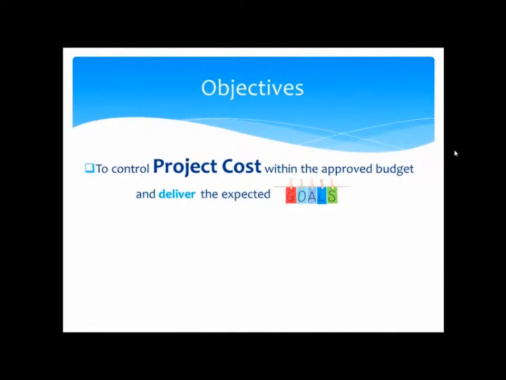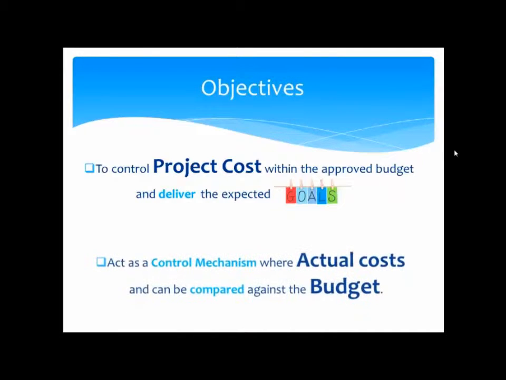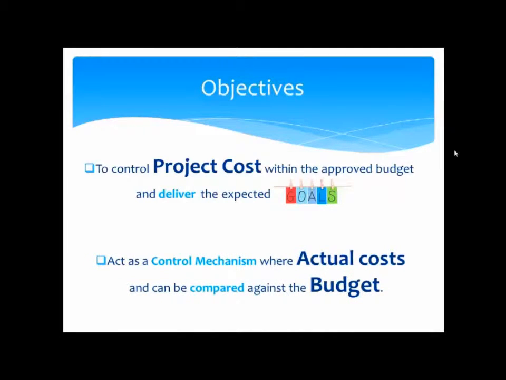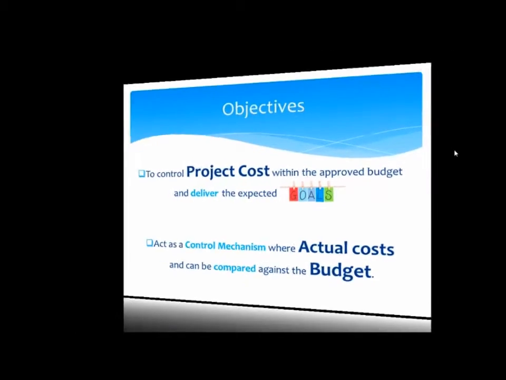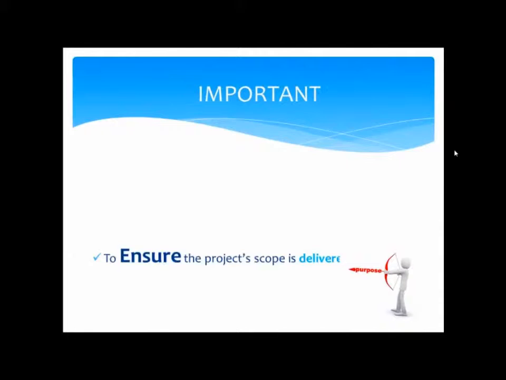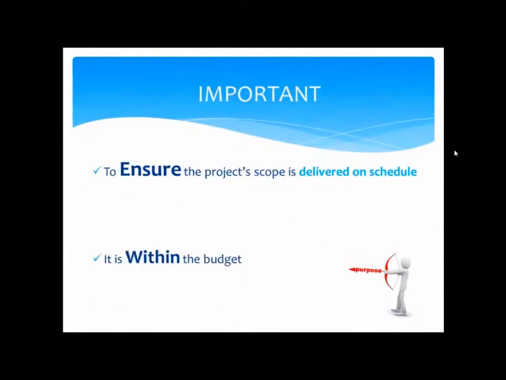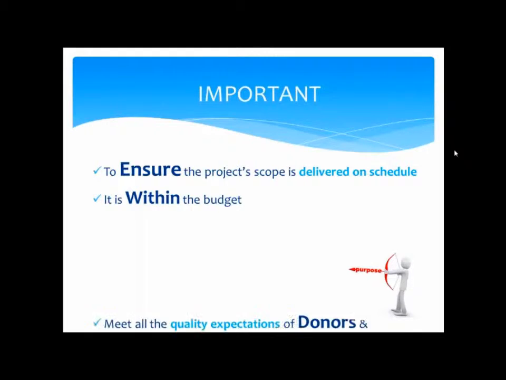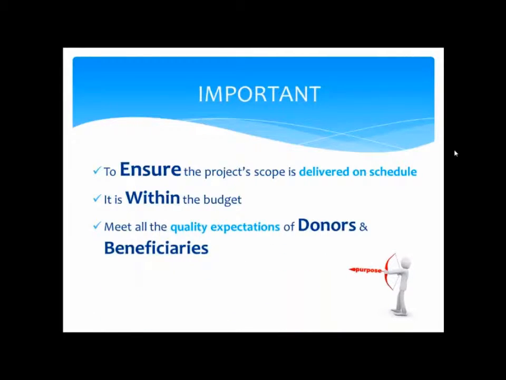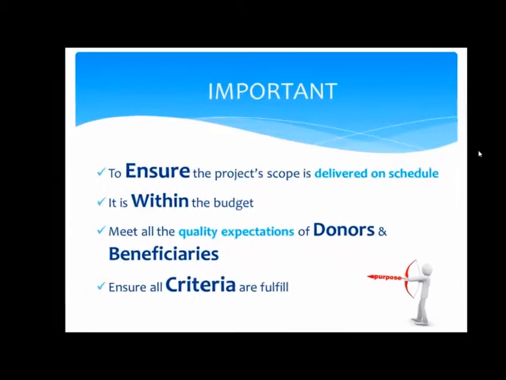The objectives are to control project costs within the approved budget and deliver the expected goals, and to act as a control mechanism where actual costs can be compared against the budget. It is important to ensure the project scope is delivered on schedule, that it is within the budget, and that it meets all the quality expectations of donors and beneficiaries, as well as ensuring all criteria are fulfilled.